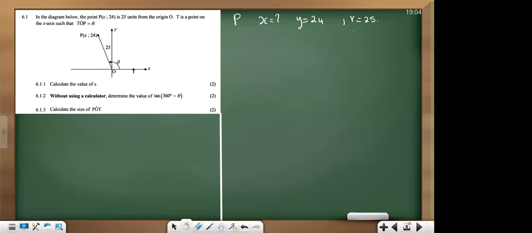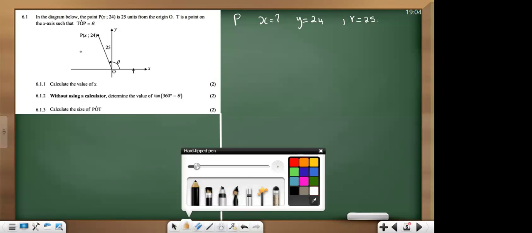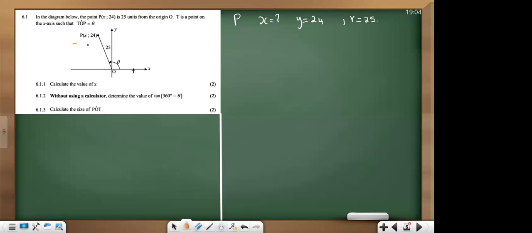T is a point on the x-axis such that angle POT is equal to theta. That angle here is equal to theta. But check which quadrant we are sitting on. We are sitting on the second quadrant, and we know x here should be negative and y should be positive. So now we're just going to calculate the value of x, and we already know our expectation: x should be negative.